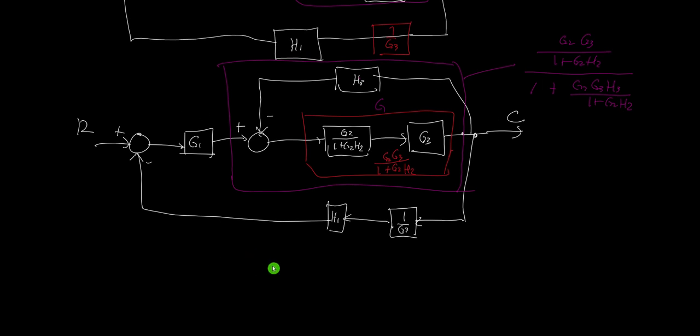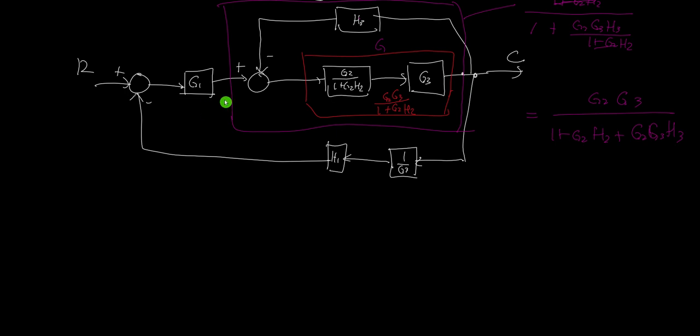Let me first simplify this purple one here. So it will be, G1 will cancel out here. So G2, G3 all over 1 times that, 1 plus G2, H2 plus G2, G3, H3. So that's the purple one. And it should be in cascade with G1. So the whole forward path transfer function will be just equal to G2, G3 times G1. Why G1? Because this is in cascade with the purple one.